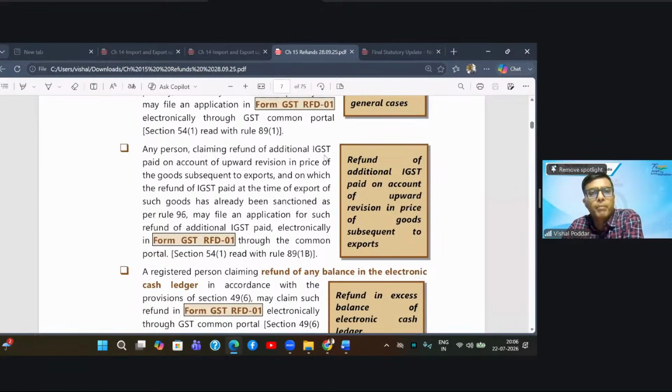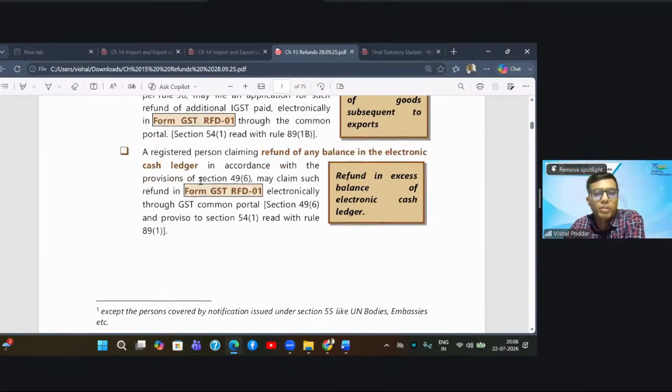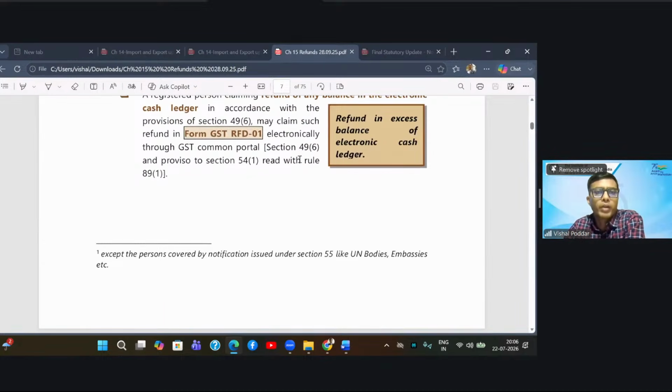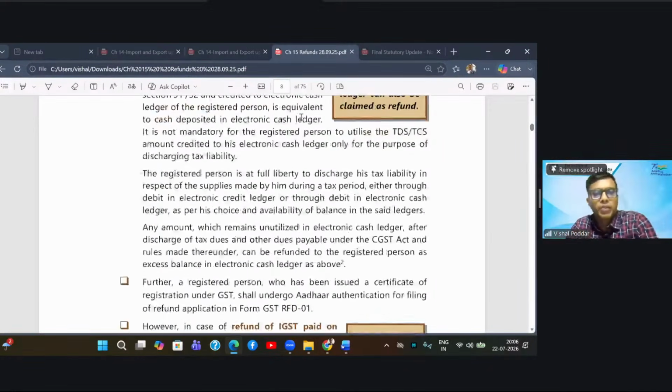Now, importantly, a person who is claiming refund of the additional IGST paid because of upward revision in price, on which refund of IGST paid at the time of export of goods has already been sanctioned. So for the additional amount, you will have to file RFD 01. Similarly, where you want to take refund of balance in cash ledger, again you have to file RFD 01. Similarly, if you want to take refund of TDS TCS, so your supplier or the e-commerce operator or the government to whom you have made supply has deducted your TDS TCS and that amount has come to your cash ledger and it is lying as balance, you can claim that as a refund.